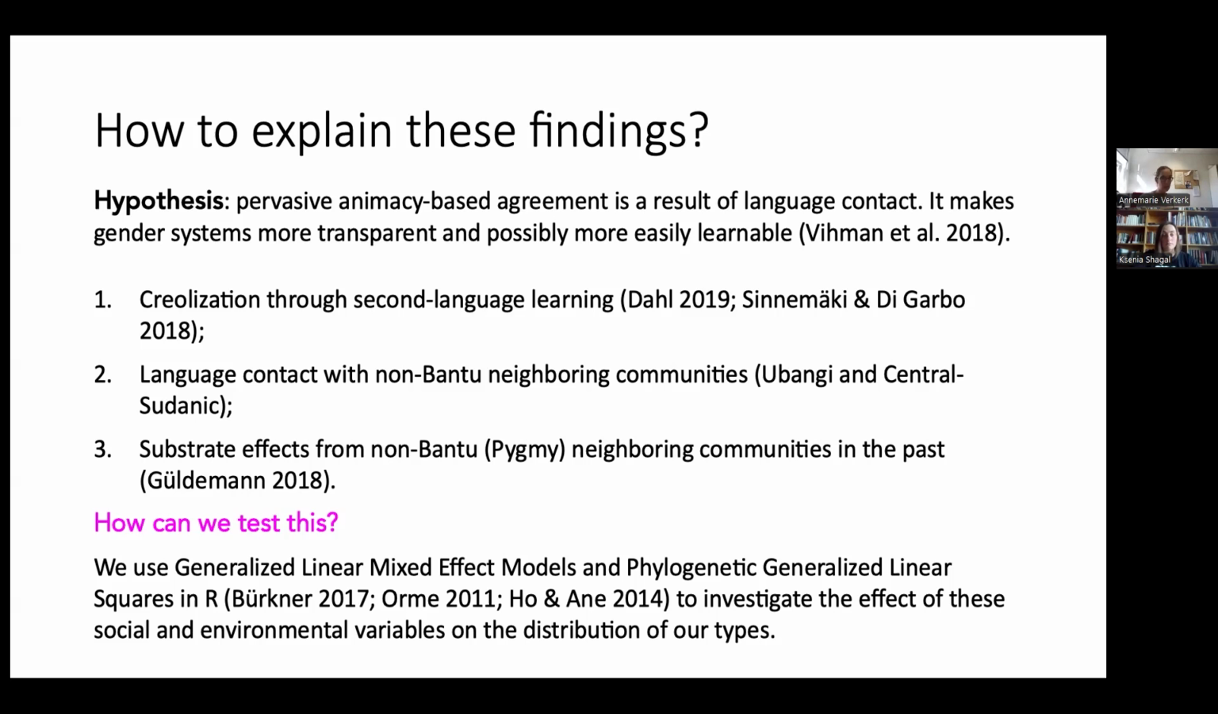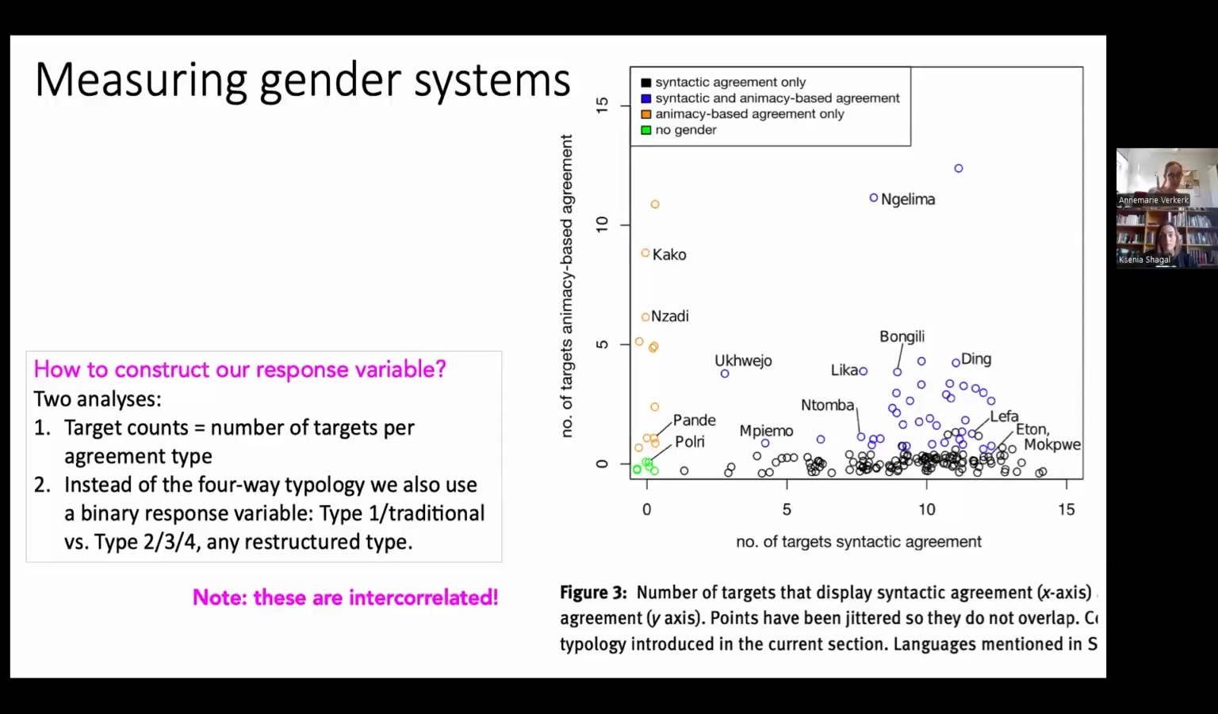So what do we do? We are using BRMS, which is a very nice R package, which does phylogenetic generalized linear models in R. And we wanted to investigate the effect of these social and environmental variables on the distribution of our types of gender systems. So what did we do? We are doing two different things. First up, we look at the target counts as a predictor. No, as a response, sorry.